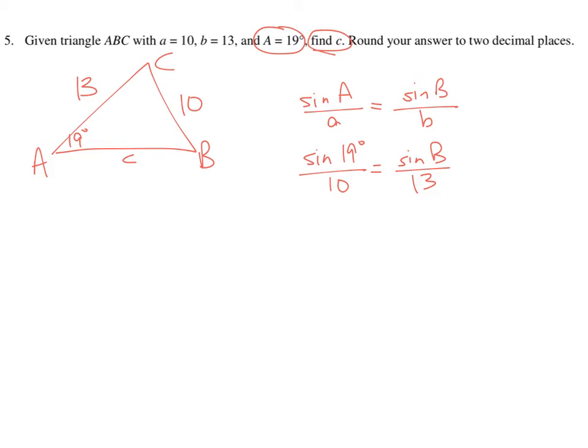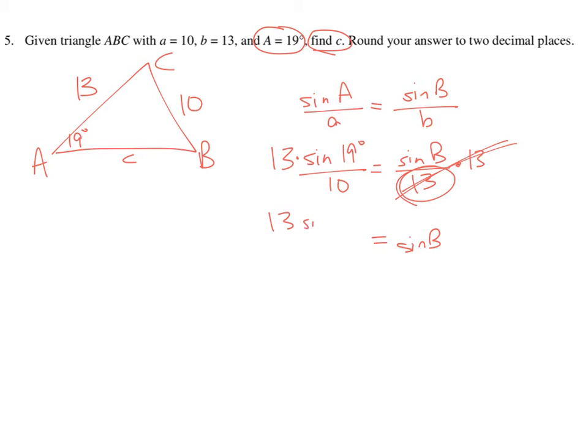Cross multiply, or really, since I know I'm solving for sine B, I can just multiply both sides by 13. So I can kind of save a step instead of cross multiplying and dividing. If you don't like that step, that's okay. You can cross multiply and divide. But since I'm just trying to get rid of this 13 here on the bottom, I can just multiply to cancel it out.